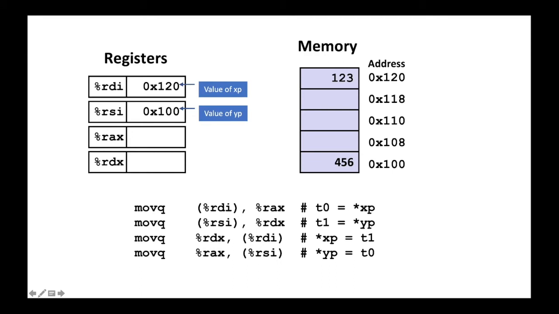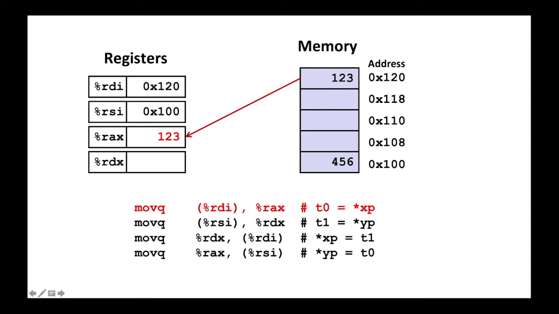Here is a little bit of a visualization. So let's assume that value of xp is hex 120 and value of yp is hex 100. Also, we assume that the value 123 at memory address hex 120 and value 456 at memory address hex 100.